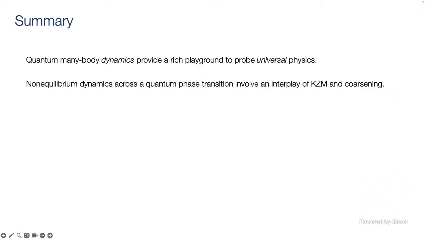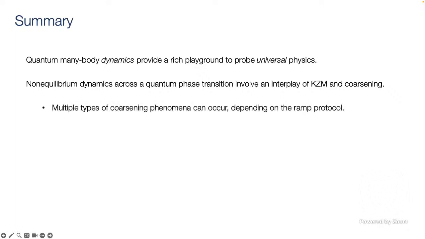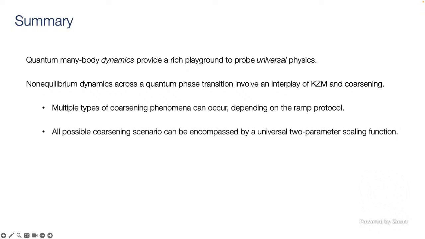Then I hopefully showed you that this non-equilibrium dynamics across the quantum phase transition does involve some Kibble-Zurek physics, but they involve a very important correction beyond that, which is this coarsening. There can be multiple types of coarsening phenomena depending on what ramp you choose, what protocol you choose, but don't worry, all possible coarsening phenomena can be encompassed by this two-parameter universal scaling function.